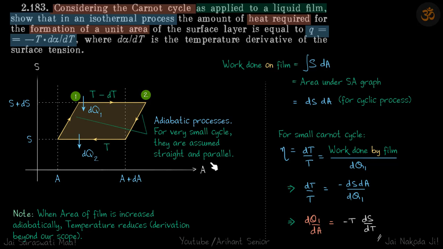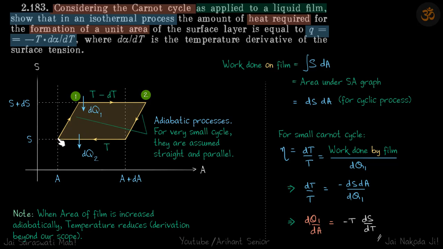So we are plotting S versus A, and we know that at a given temperature, surface tension is constant. So our two isothermal lines will be like this. And then we have two adiabatic lines, so let's connect them like that. They are straight because we are considering a very small Carnot cycle. For a very small cycle, the adiabatic processes are assumed straight and parallel. What we need to find is ds by d alpha by dt, so we are going for a small increment in temperature. That's why our Carnot cycle is quite small.